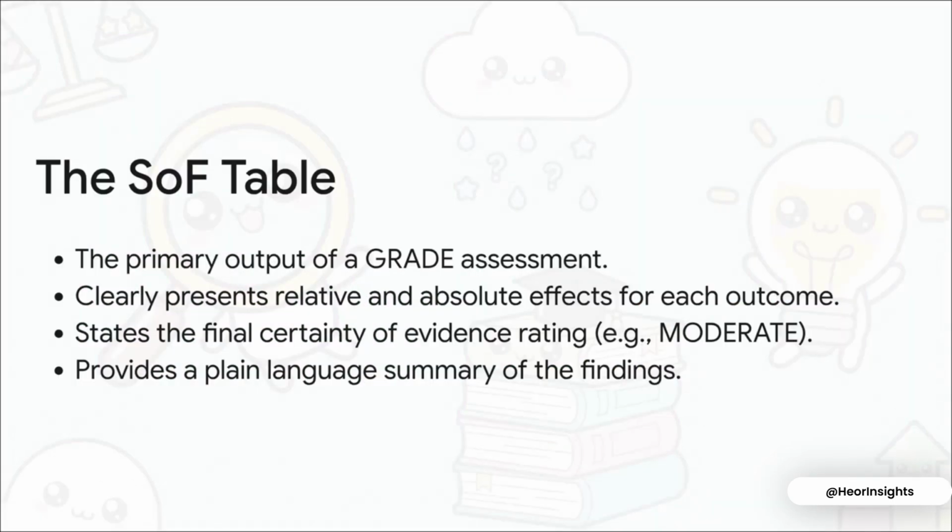The whole GRADE assessment process is neatly wrapped up in something called a Summary of Findings table, or an SOF table. This is a standard part of any good systematic review. It's a transparent way to show for every important outcome what the effect was, what the final certainty rating is, and what it all means in plain language.